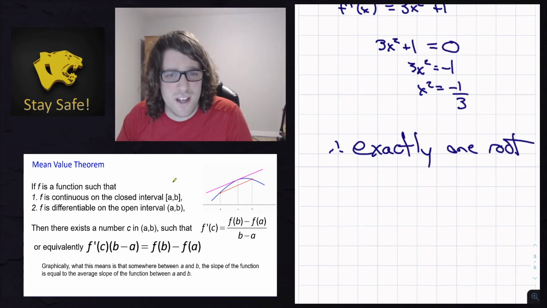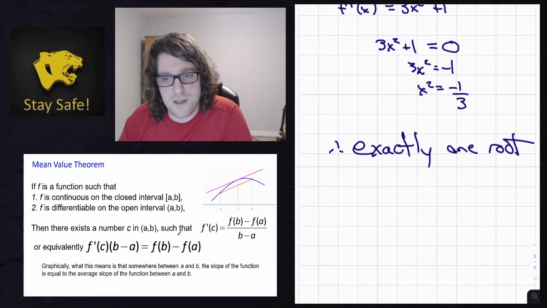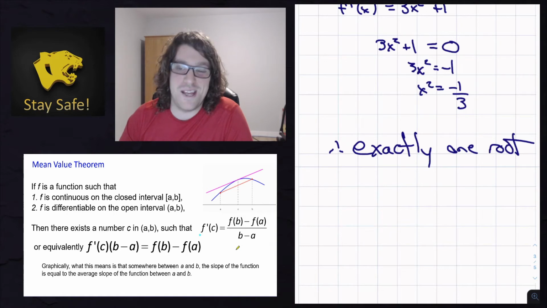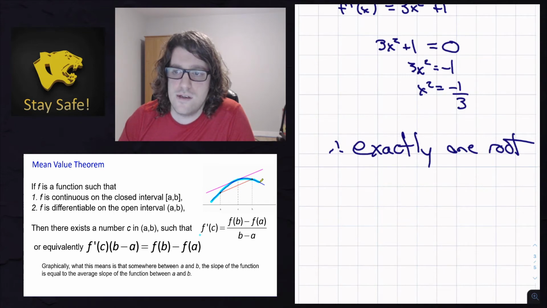So mean value theorem. If f is a function such that f is continuous on the closed interval a to b, and f is differentiable on the open interval a to b, then there exists a number c in a to b such that f prime of c is equal to f of b minus f of a over b minus a. Now, this is very similar to the last one. So this one's our f this time. Between a and b, this thing has to be continuous and differentiable. Same thing as last time. Continuous technically on the closed, differentiable on the open.